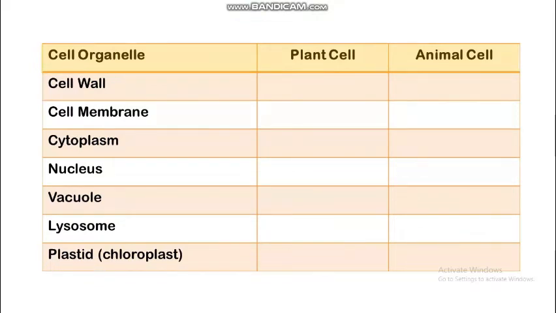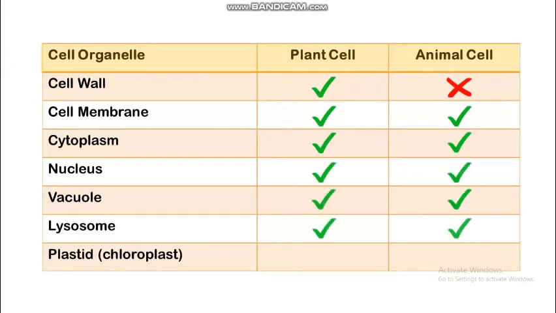Now tell me, is the cell wall present in both plant cell and animal cell? No, it is only present in the plant cell, not in animal cell. What about cell membrane? Correct, they are present in both. Cytoplasm, yes, they are present in both. Nucleus, same. Vacuole, same. Lysosome, same. And what about this plastid? I hope you will answer this correctly. Yes, it is only present in the plant cell, not in the animal cell.